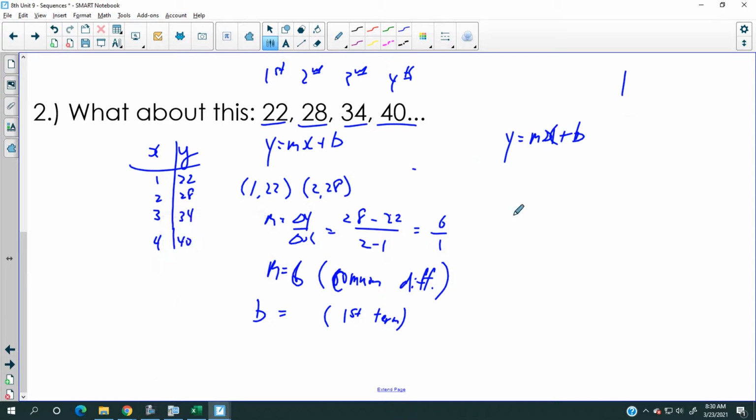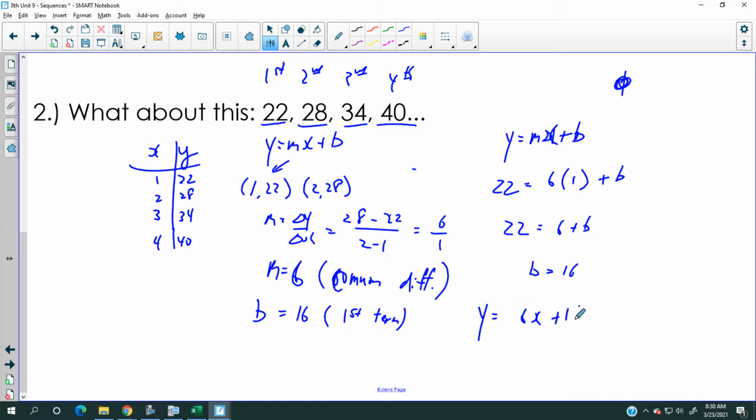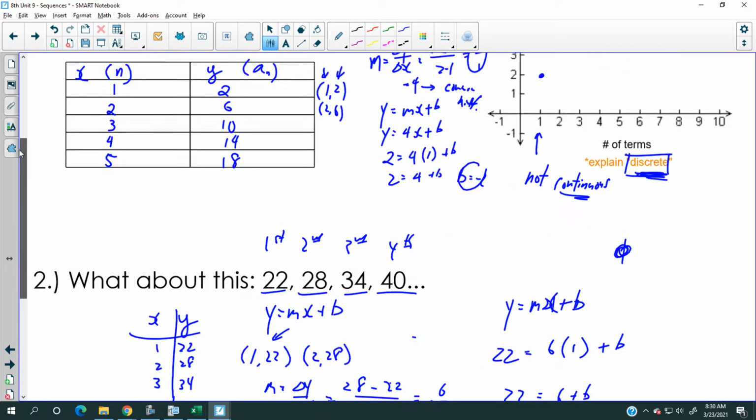Okay, all right. So now, again, let's keep going, all right? I'm gonna use this one, okay? So let's see. 22 is equal to slope, which is 6 times x, which is 1 plus b. So 22 is 6 plus b, so b is 16, right? There's our first term, actually. Okay, so now, that said, what's the equation then, right? Y is equal to 6x plus 16.